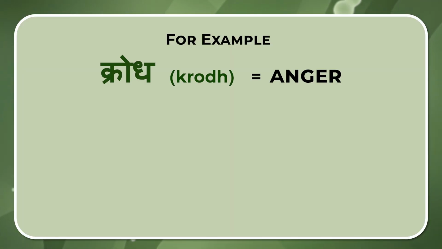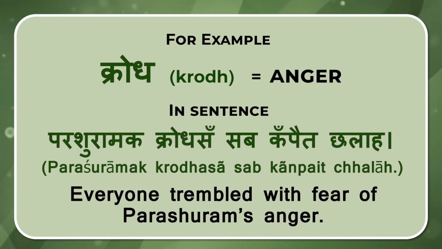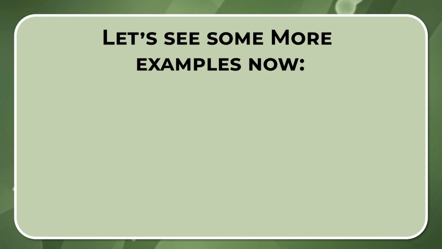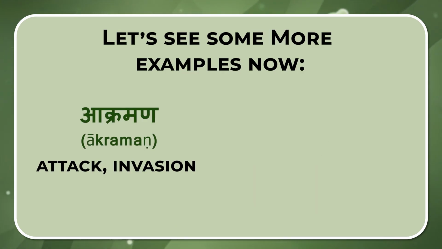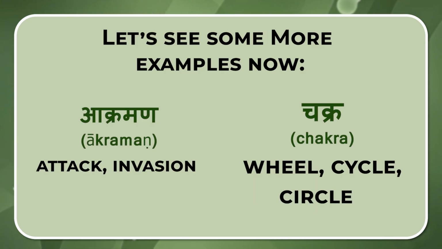This conjunct letter is used at the beginning, middle and end of the word. For example, Krodh, which means anger. Parashurama Krodh sa sab kampait chala. Let's see the examples of words with this letter: Kriya, Kray, Akraman, Chakra.